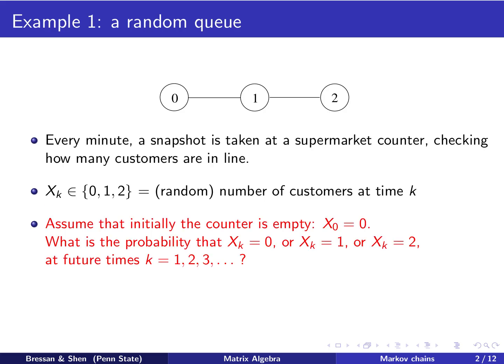So we wish to understand the following question. Assuming that the counter initially is empty, so x0 is 0, there's no one there, what is the probability that X at time k can be 0, or be 1, or be 2? So the probability of all the different situations. And we want to understand it for all future times k from 1, 2, 3, and so on.